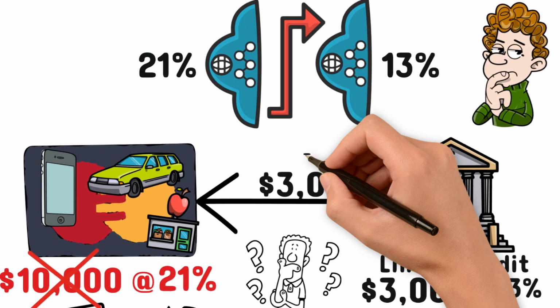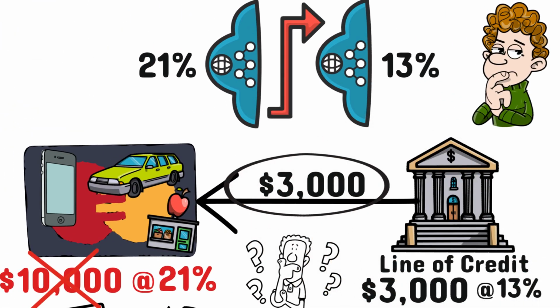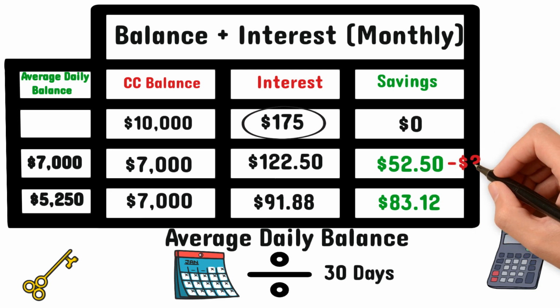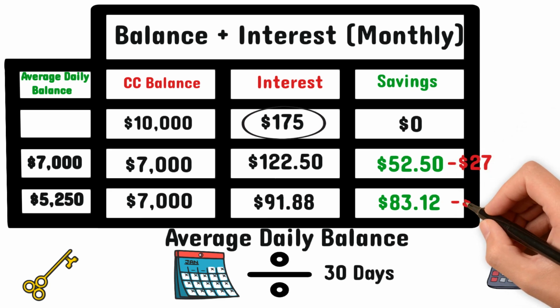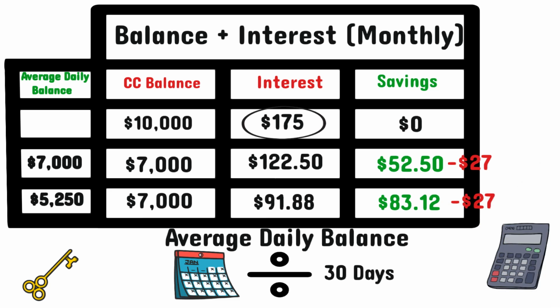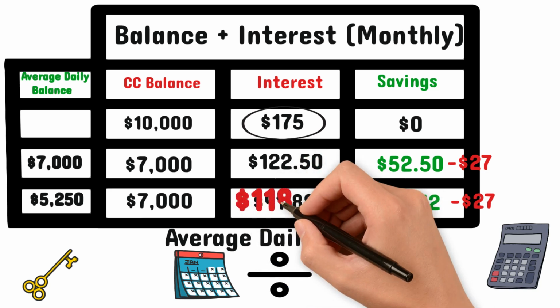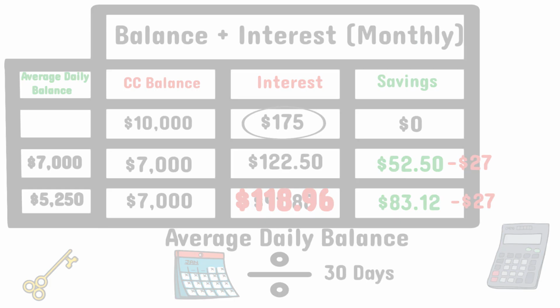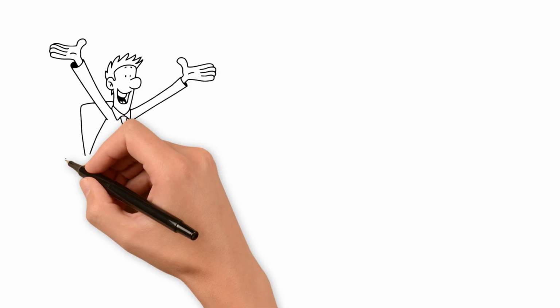But Phil also took out $3,000 from his personal line of credit, which he will also need to pay back. From his income, Phil allocated $500 to pay for this loan. So this will now bring his personal line of credit balance down to $2,500. At his interest rate of 13%, Phil's interest charge for the month will be about $27. So if we add this $27 to Phil's credit card interest, his total interest for the month will be about $118.96.